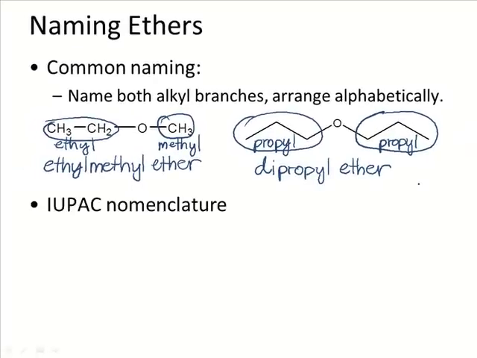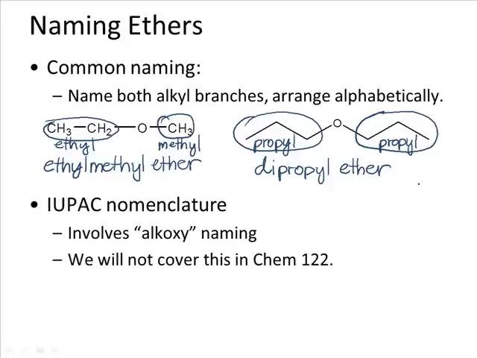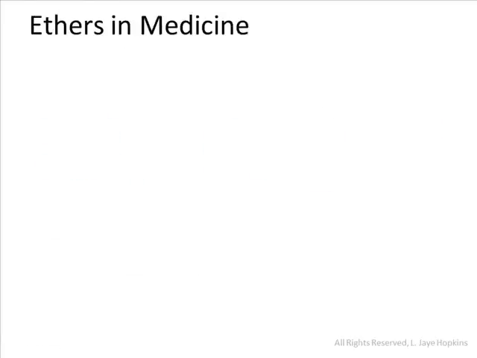There is a way to name these using IUPAC nomenclature, and it involves what's called alkoxy naming. For instance, when it comes to the molecule on the left side of the screen, the IUPAC name of that molecule would be methoxyethane. We're not going to cover IUPAC naming of ethers in Chem 122, somewhat to save time, but mostly because people are very comfortable just hearing ethers referred to by their common names.